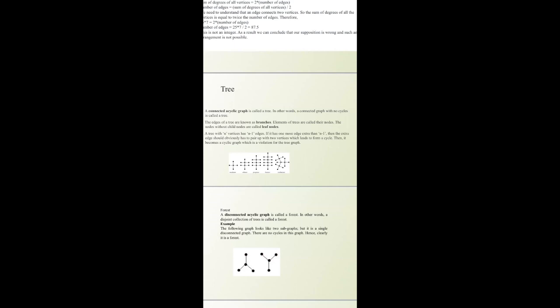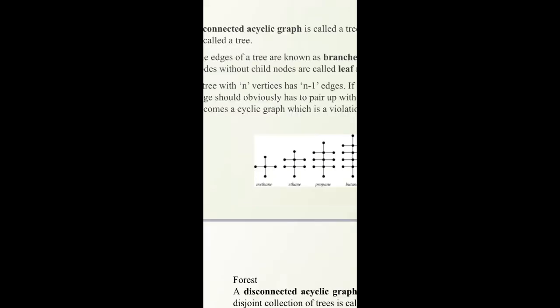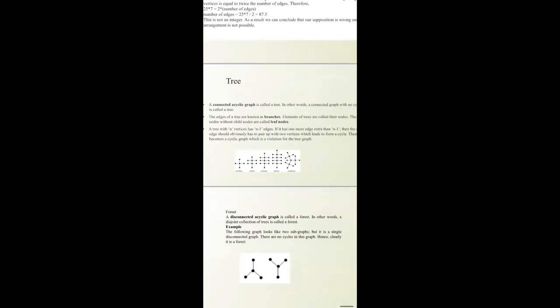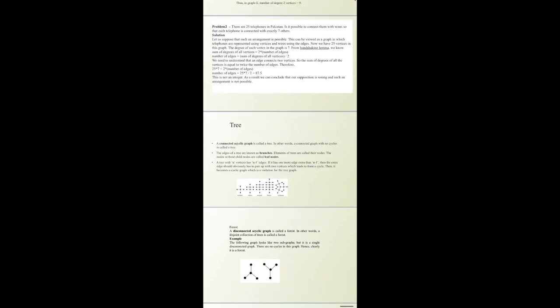So let me take an example of methane. There are 1, 2, 3, 4, 5 vertices, but we have 4 edges. So there is a formula to calculate the edges. Any tree with n vertices has n minus 1 edges. If it has one more edge than n minus 1, then the extra edge has to pair up with 2 vertices, which leads to forming a cycle.